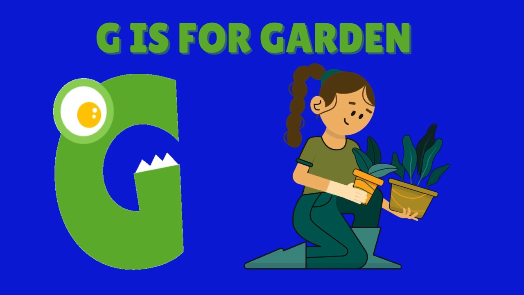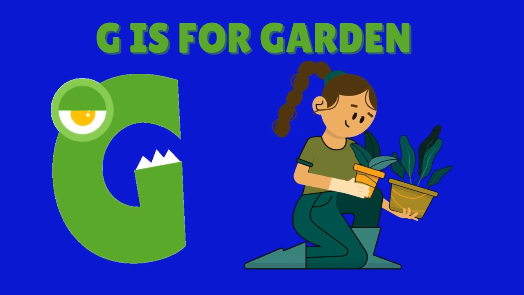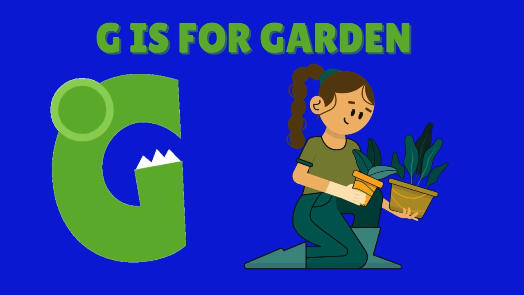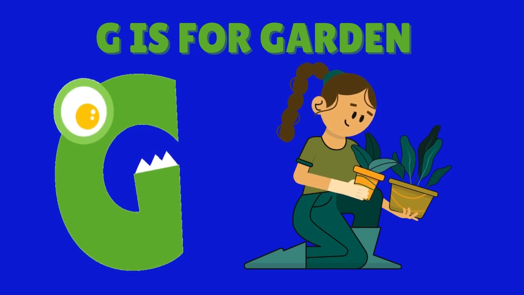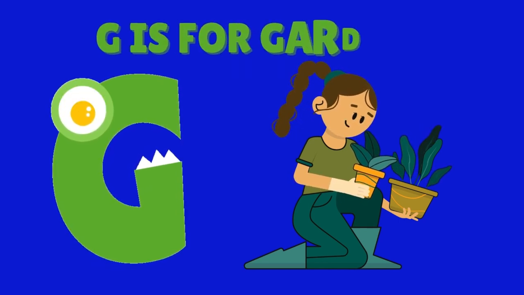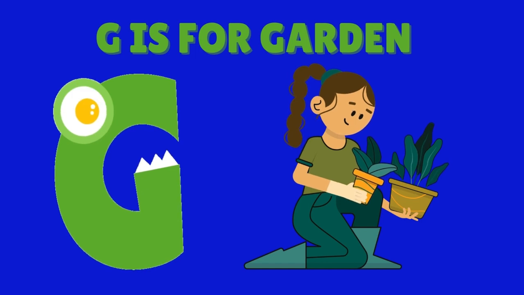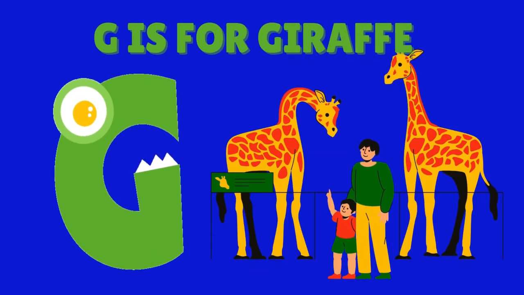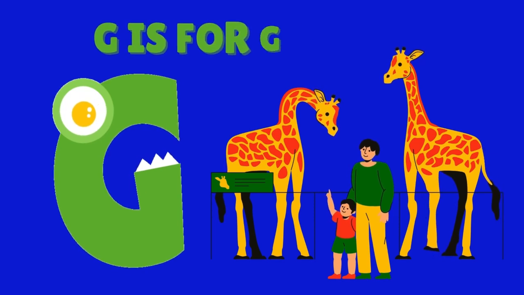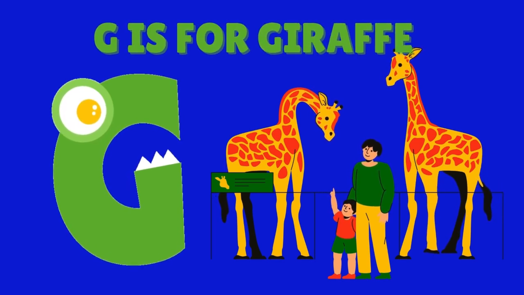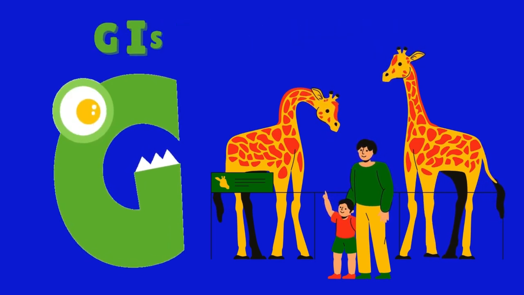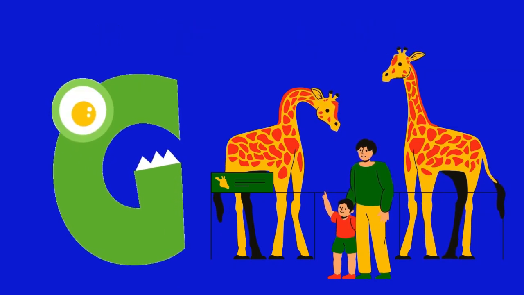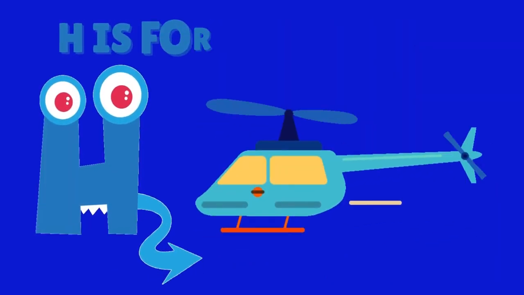G is for garden, G, G, go down. G is for giraffe, G, G, giraffe.